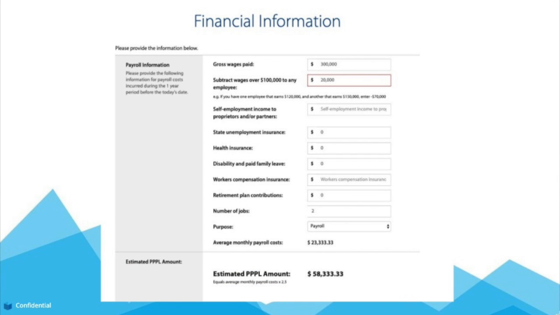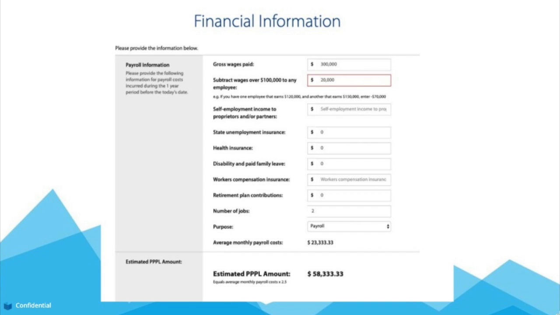The next step in the process after you provide the owner information is to utilize our financial model. We developed this calculator based on what the requirements are for the program, to calculate the average monthly payroll costs and therefore the maximum loan amount that you qualify for. So you'll provide the gross wages paid from the last year. If you haven't been in business for an entire year, then it's whatever data you can provide, assuming you were in business starting, I believe, February 15th, 2020.